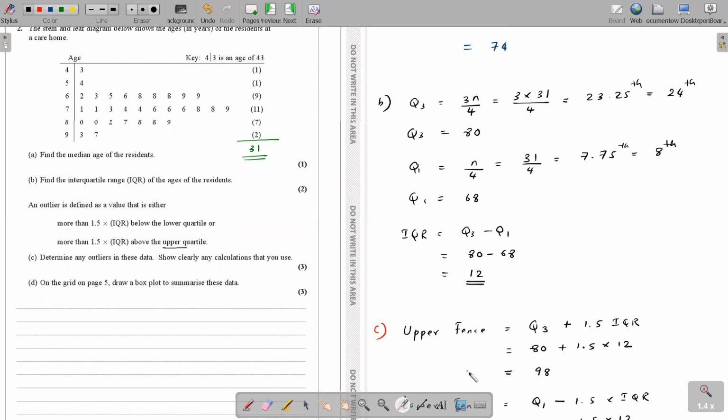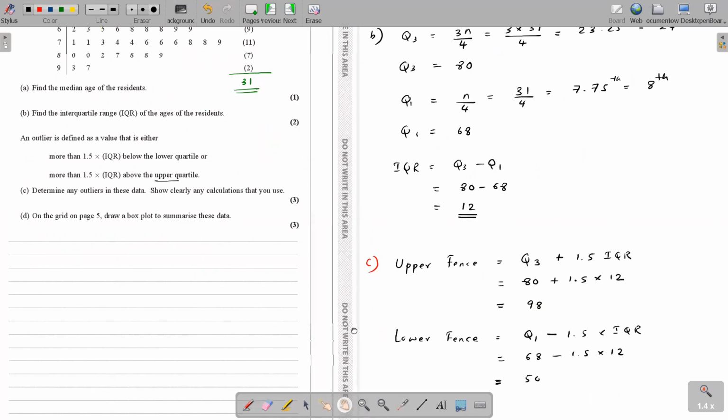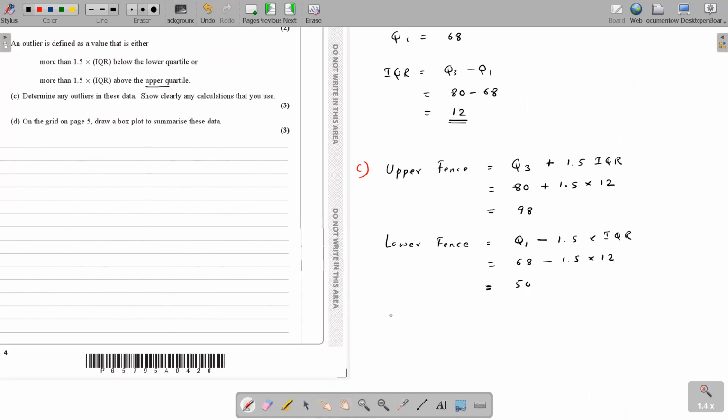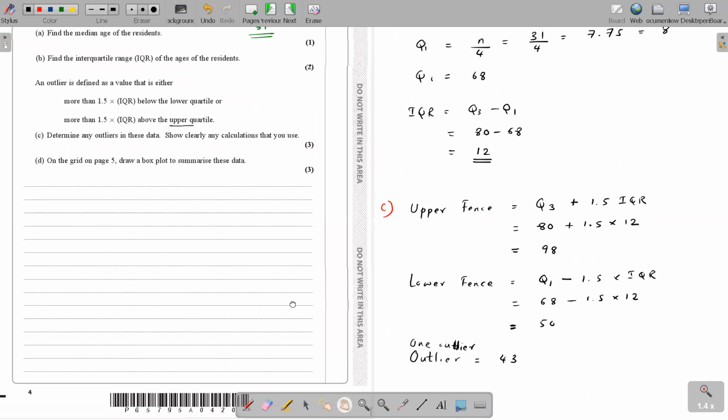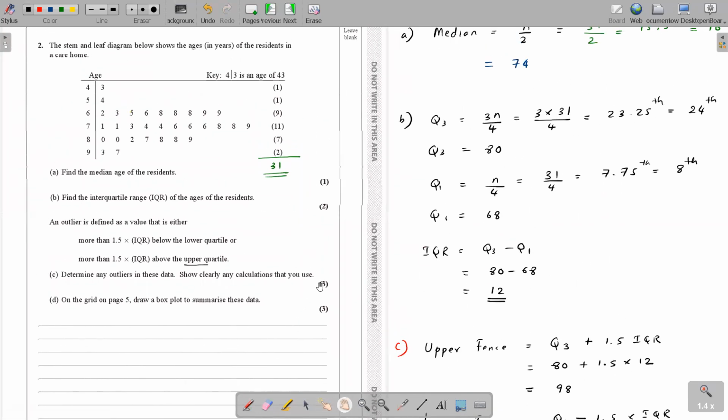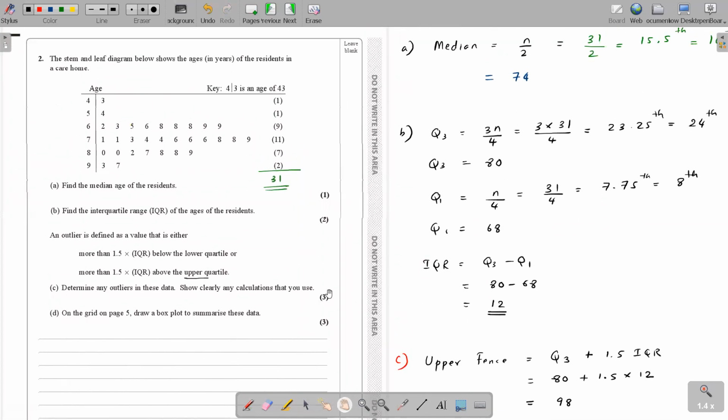Okay, so determine any outliers in this data. So what's the outlier? 43. So your outlier is just 43. There's only one outlier, which is 43. And the next one: on the grid on page 5, draw a box plot to summarize this data.